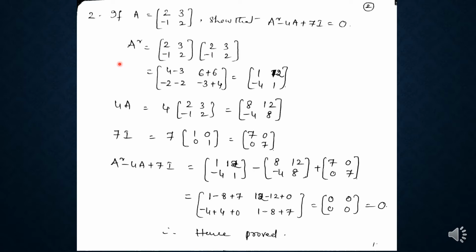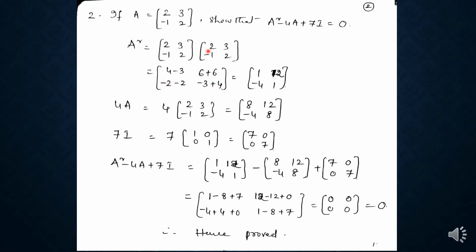Now take what is A square. A square is equal to A into A, that is [[2, 3], [-1, 2]] into [[2, 3], [-1, 2]]. By taking the multiplication here, these two are the same order, 2 by 2. The first row elements into the first column and first row elements into the second column give the first row elements in the resultant matrix. Similarly, the second row elements into the first column and the second row elements into the second column give the second row elements.